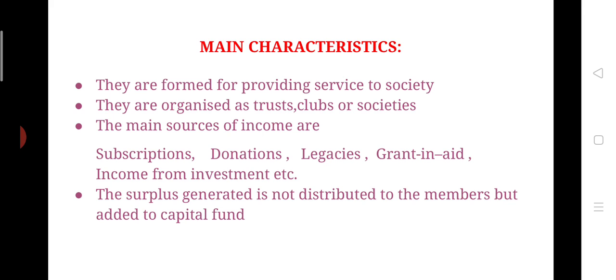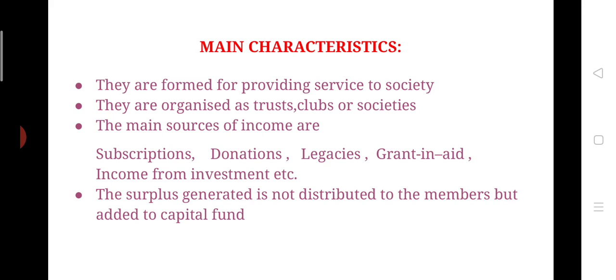Gross profit, net profit, etc. But for an NPO, we cannot call it a profit because profit making is not its objective. So we give another term, which is known as surplus, excess income over expenses, right? That is surplus. So this surplus is not taken by the members like in a sole proprietorship. In the case of a sole proprietorship, the sole proprietor can take all the profit. No one will ask any question.